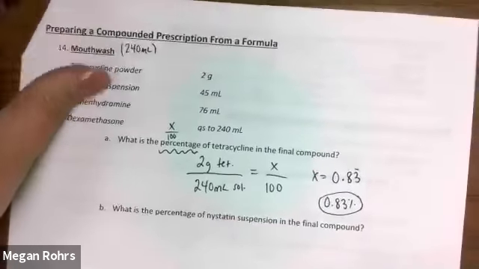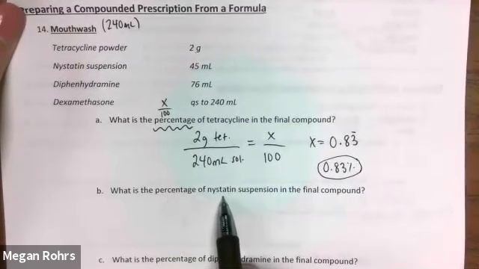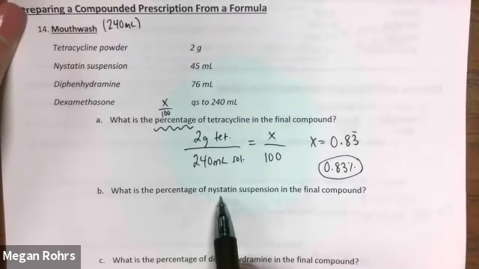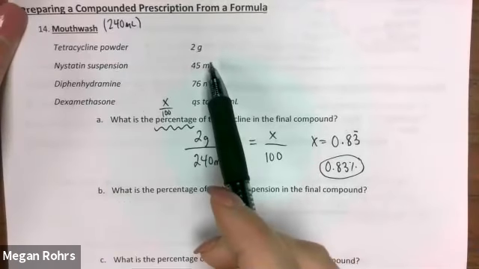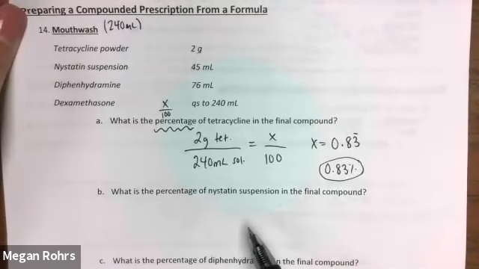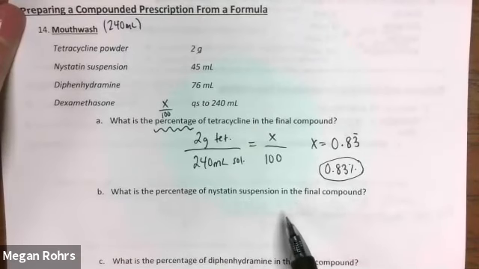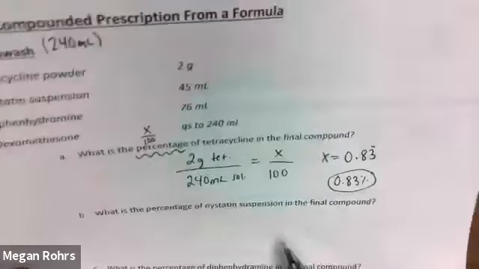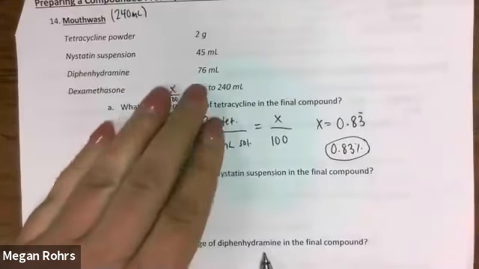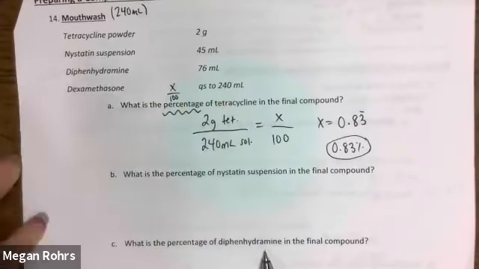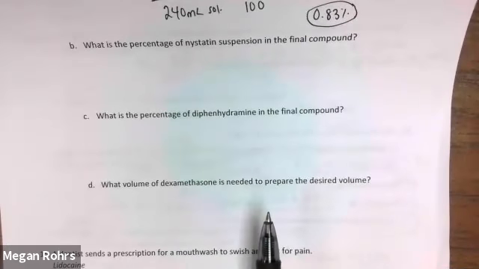All right, so now, based on what we just did here, I would like you to solve for the percentage of the nystatin. Remember, our total volume here is always 240. So for nystatin, you have 45 mils out of 240. We would just set that equal to X over 100 to solve for the percentage strength. And then you can do the same thing for the diphenhydramine. What's the percentage of diphenhydramine? Well, there's 76 mils in the 240. Once again, we would set that equal to X over 100 for our percentage strength.